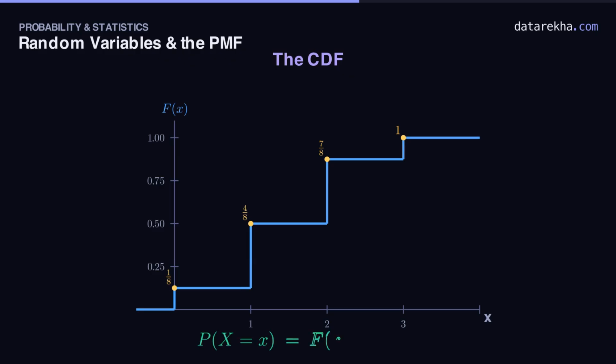The jump at each value is exactly the mass there. So the mass function and the running total carry the same information, one told point by point, the other accumulated. That link is the key to everything that follows.